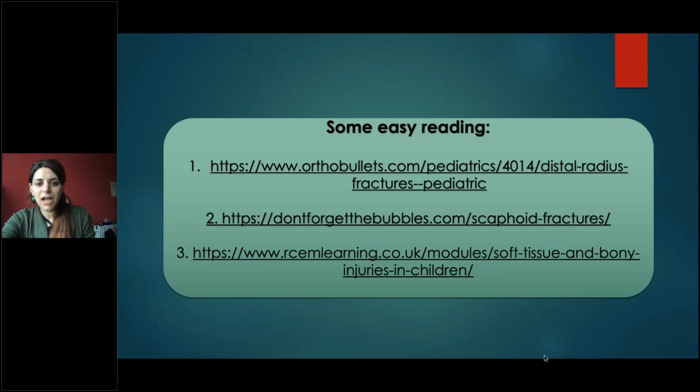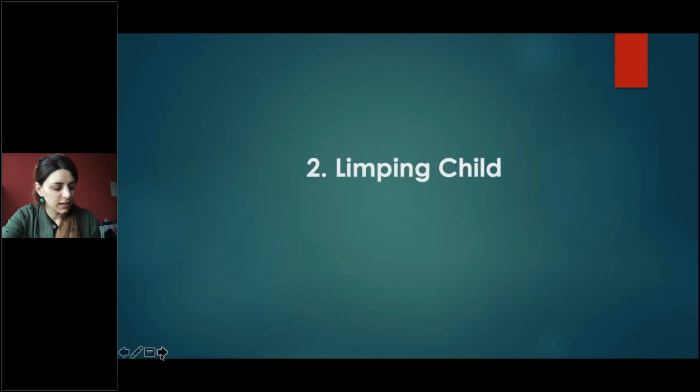And there is a good ACHEM module that takes you through soft tissue and bony injuries in children. You don't need to be a member. You can actually choose the parts of the module that you are interested in. So you can choose bones or soft tissue, just for a bit more learning if you're not very used to these kinds of presentations. So moving on to the Limping Child.